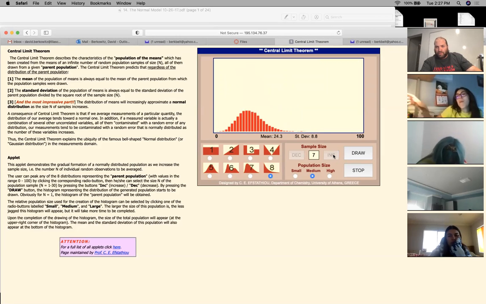It's getting steeper. Well, it's not the steepness that matters, it's the shape that we're talking about. What's happening to the shape as the sample size goes up? It starts to become normal. It becomes normal.